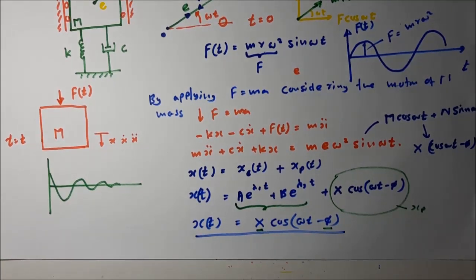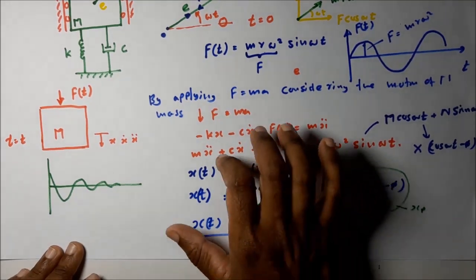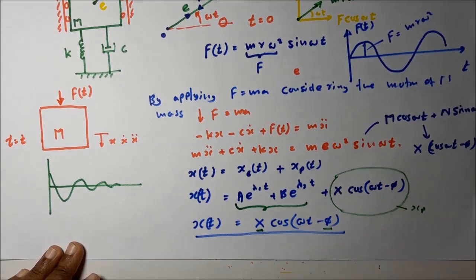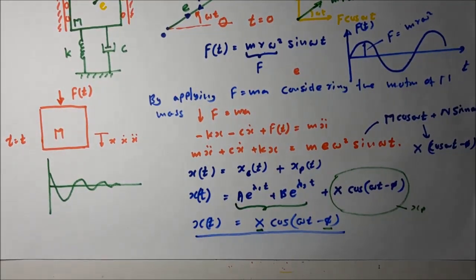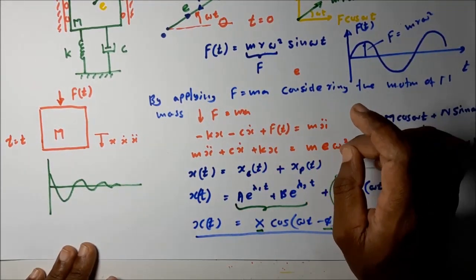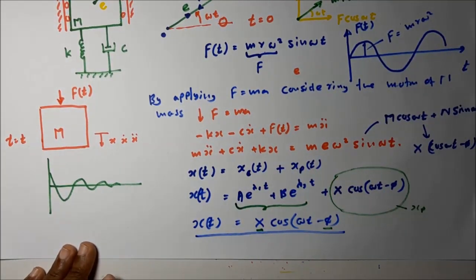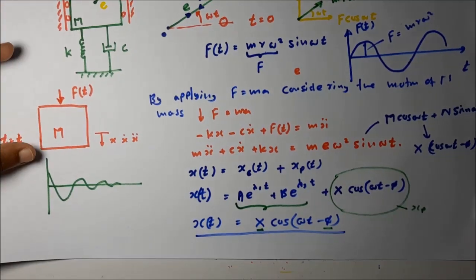We have to determine this X and phi by substituting this particular integral solution in the characteristic equation. In the last class I explained how to obtain this X and phi by substituting into this kind of differential equation when we were discussing forced damped vibration. This time I am not going to repeat it, so I will directly give this X and phi for this kind of system.